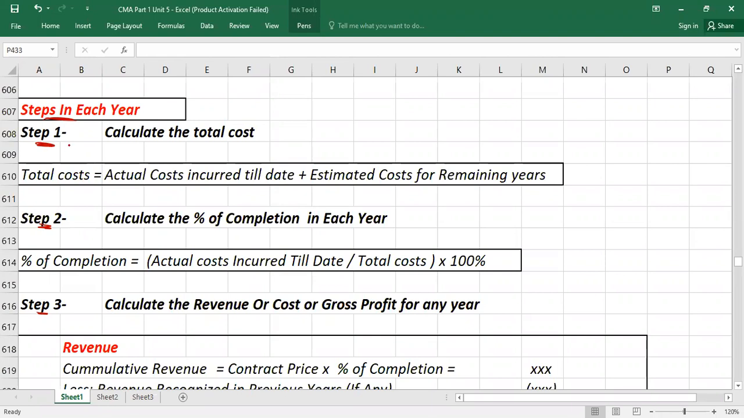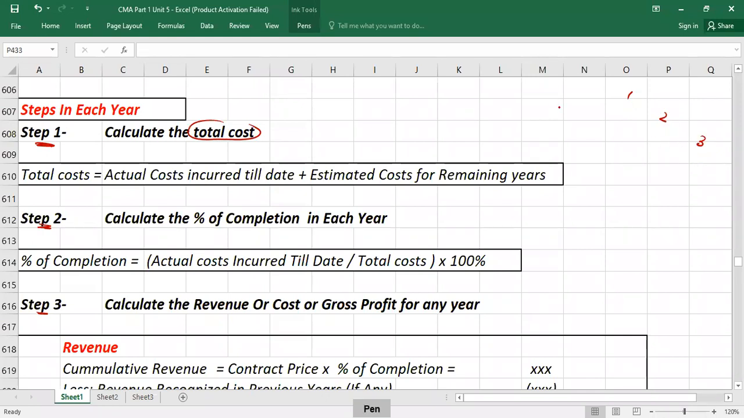That is why in the heading it's written: steps in each year. Okay? So here we go. Guys, first, step number 1 is what? You have to calculate the total cost. And I want to tell you how you will calculate the total cost with a small example also. For example, I'm assuming your project has a 3 year life. Year 1, year 2, year 3. So a 3 year project life is there.